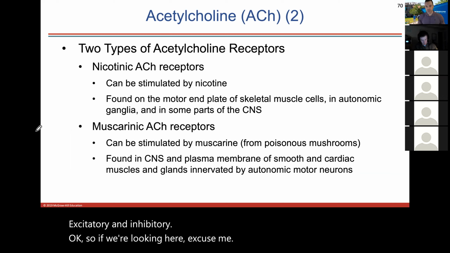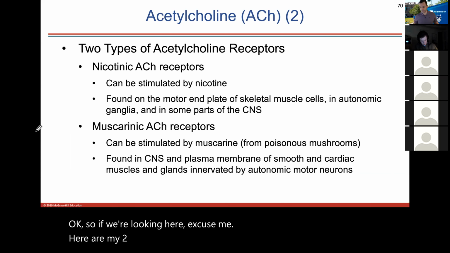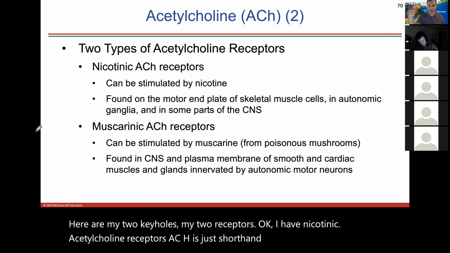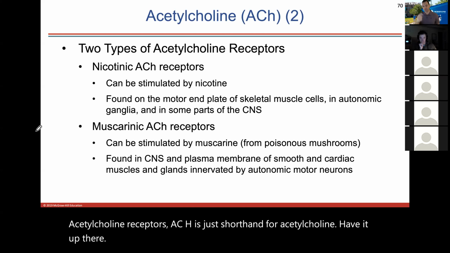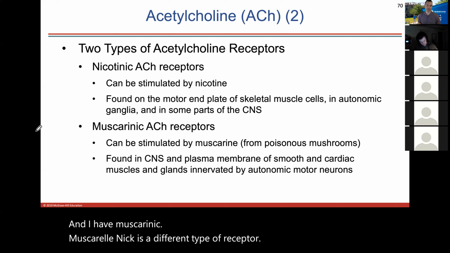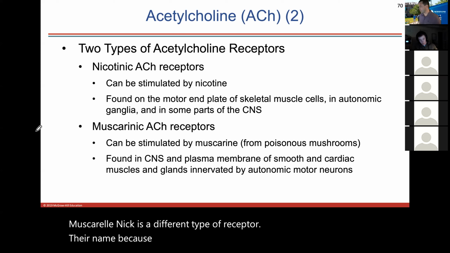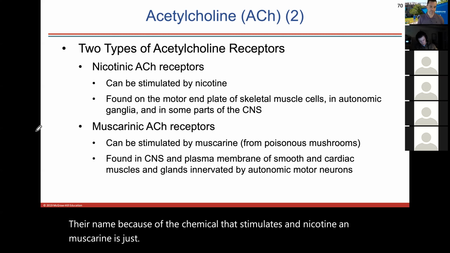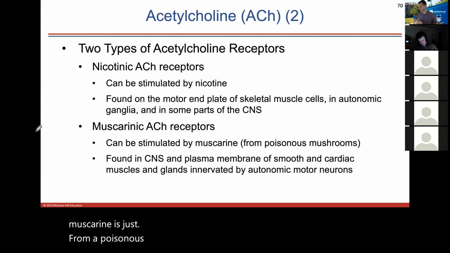Here are my two keyholes, my two receptors. I have nicotinic acetylcholine receptors. ACH is just shorthand for acetylcholine. I have it up there. And I have muscarinic. Muscarinic is a different type of receptor. They're named because of the chemical that stimulates them: nicotine, and muscarine, which is just from a poisonous mushroom. So that's how they studied these and gave them their names.